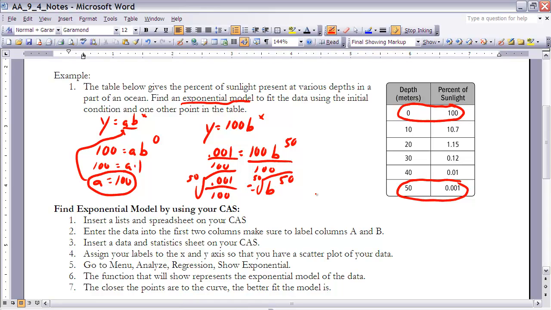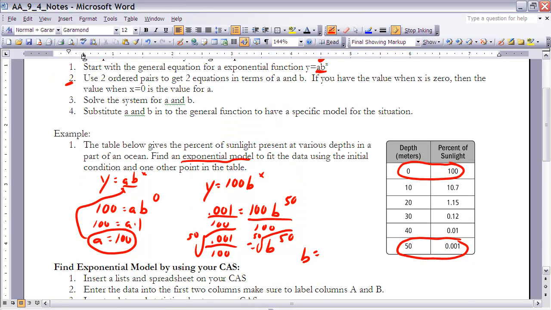So now is when I'm going to go to my calculator to find my value of b. When I put that in my calculator, for b I get 0.794. Therefore, the equation that I'm looking for would be y equals 100, that was our a value, times 0.794 raised to the x power. This would represent an exponential model for the data that we have there.